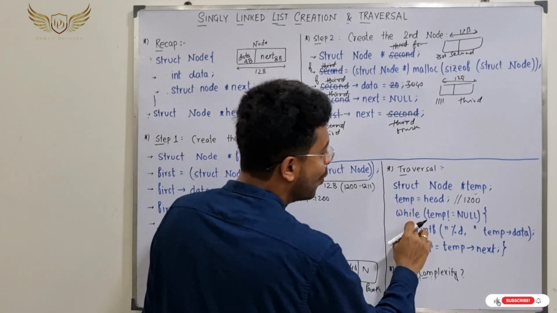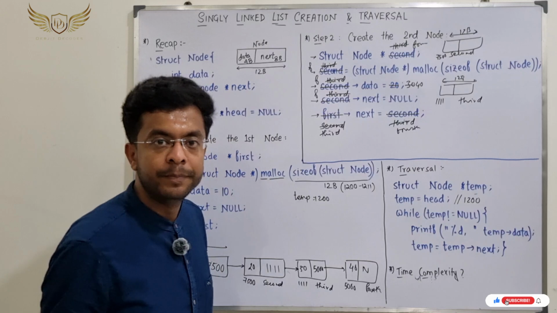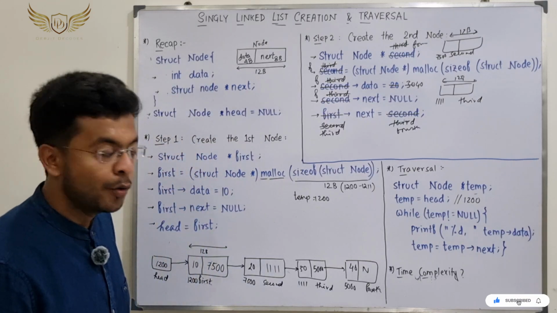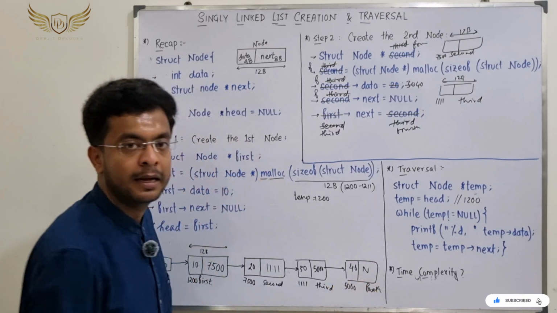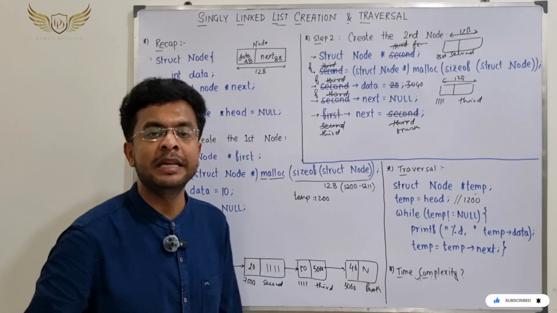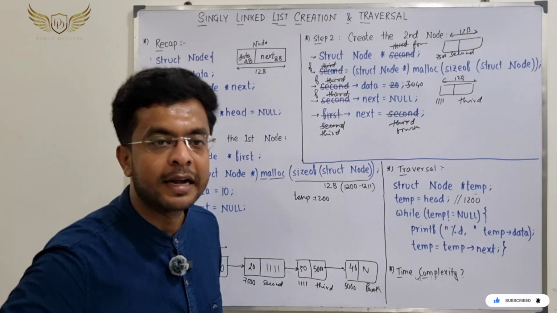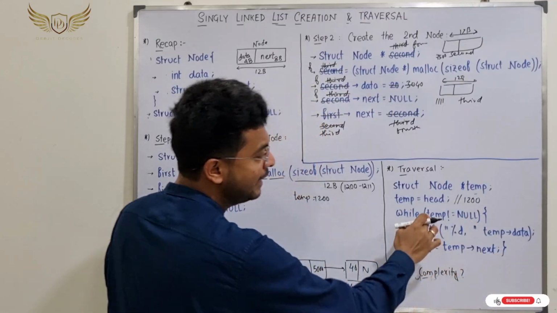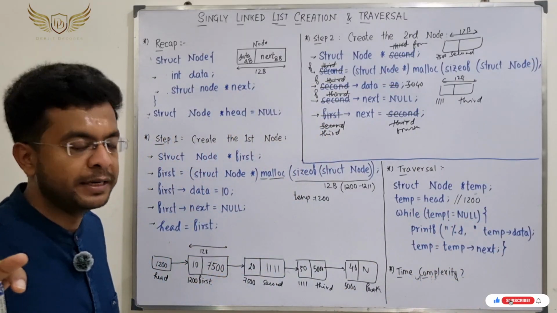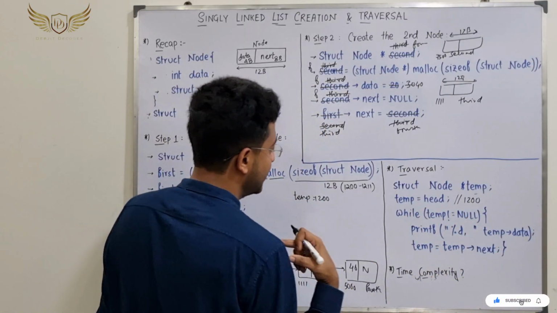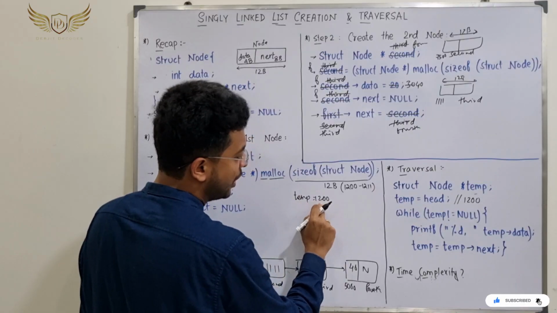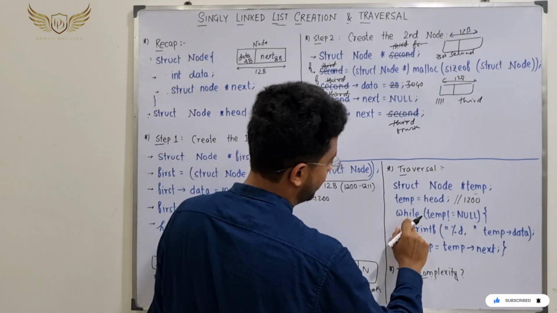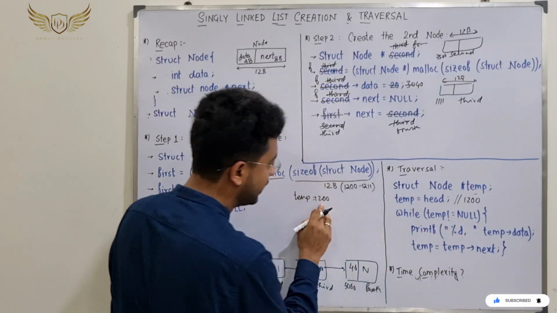Now what we are doing, while temp not equals to null. How long will we be traversing? We will be traversing until we reach this null. Because null means this is the end of the linked list. We cannot traverse further. Correct? So we will be traversing until temp becomes null. While temp not equals to null, we will print. So how are we doing it? See, first, temp is 1200. So this condition is satisfied, because temp is not null.